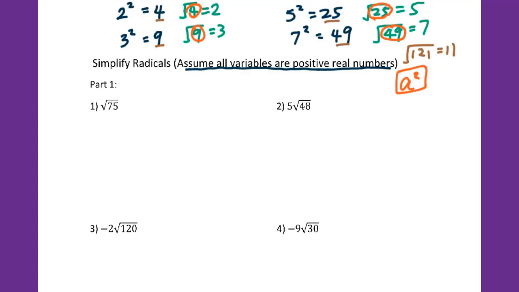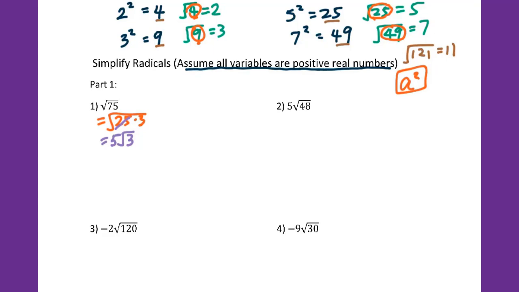For example, number 1, the square root of 75. Can we divide 75 by 4? No. Can we divide by 9? No. Can we divide by 25? Yes, so I will write the square root of 25 times 3. The square root of 25 gives you a 5 outside. That's how you get the 5. The square root of 3 stays, so the simplified radical for number 1 is 5 square root of 3.